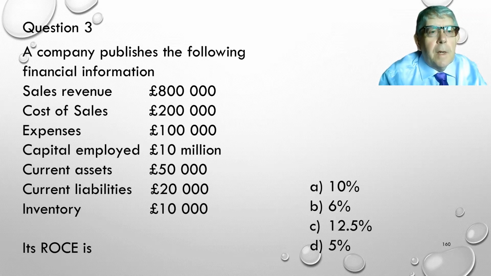Question 3. A company publishes the following financial information. Sales revenue, 800,000. Cost of sales, 200,000. Expenses, 100,000. Capital employed, 10 million. Current assets, 50,000. Current liabilities, 20,000. And inventory, 10,000. Its return on capital employed is A, 10%, B, 6%, C, 12.5%, or D, 5%.